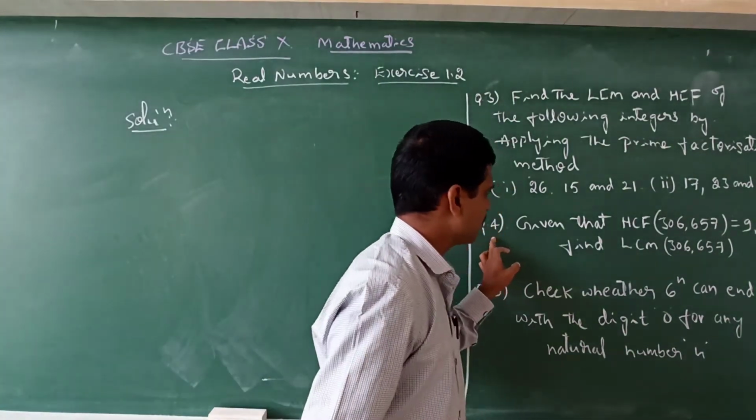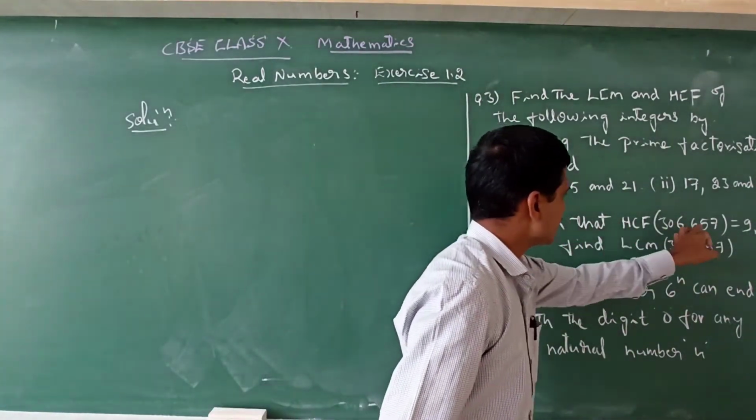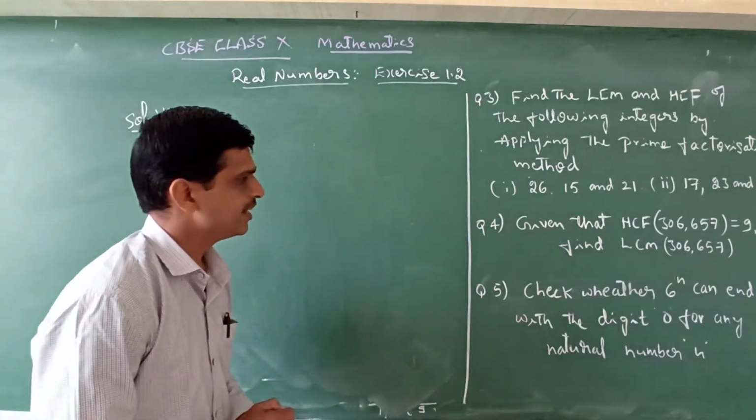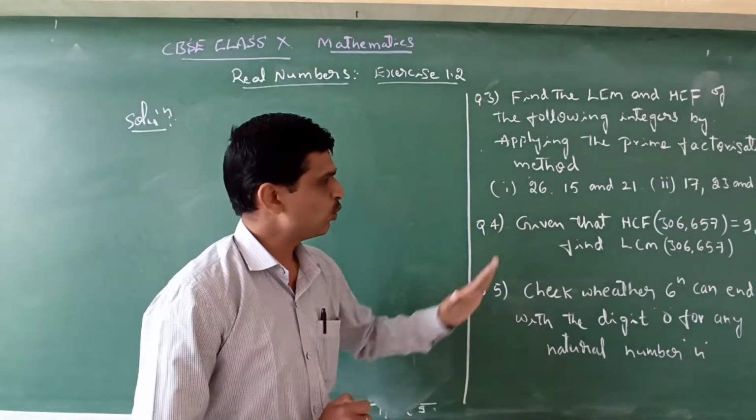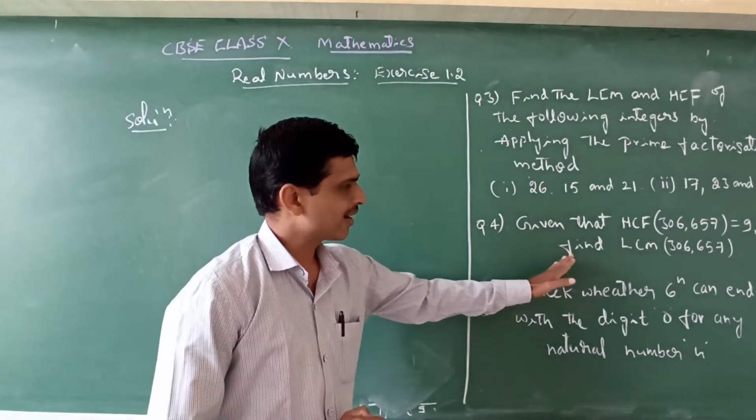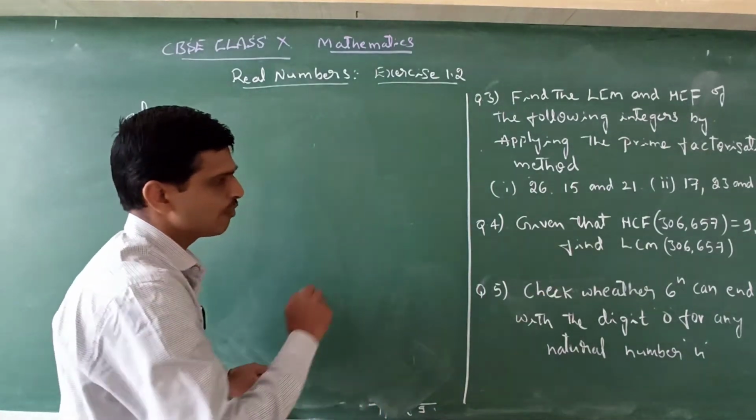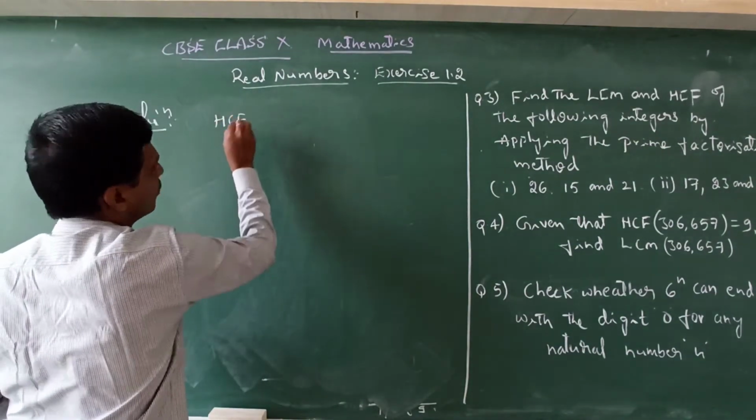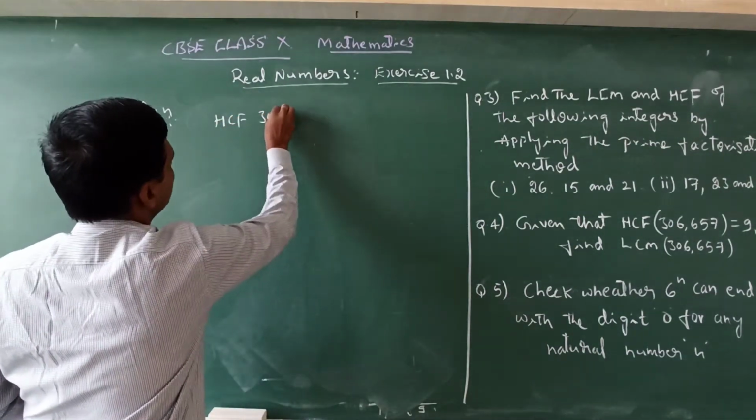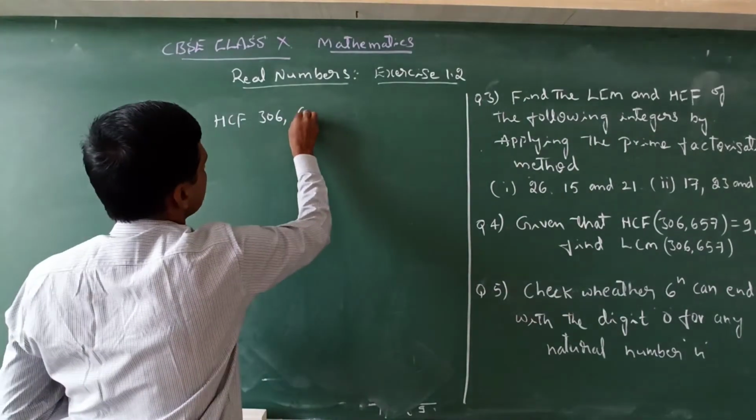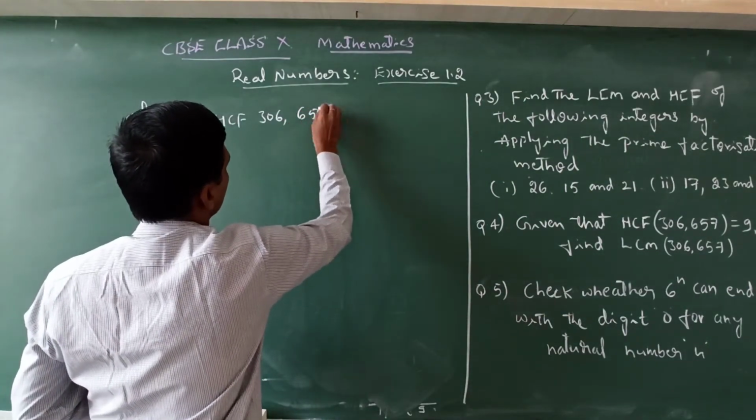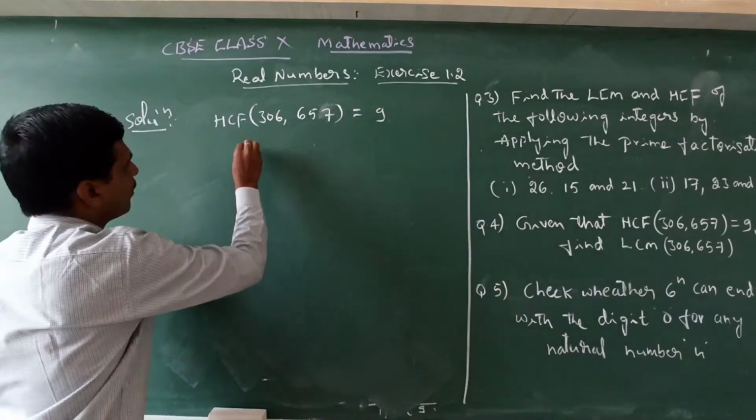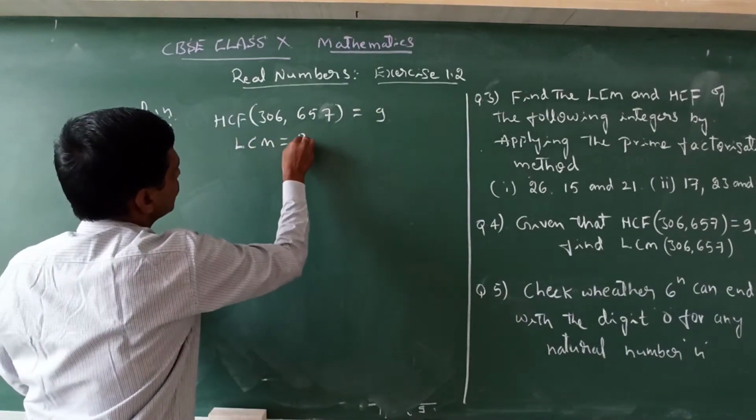Yesterday I solved this type of problem: the HCF is given and we find the LCM. What do we have to calculate here? The HCF of two positive integers is given, and we have to calculate the LCM. So in order to find the LCM, first we write whatever is given. HCF of 306 and 657 is 9. Find the LCM. LCM is equal to question mark.